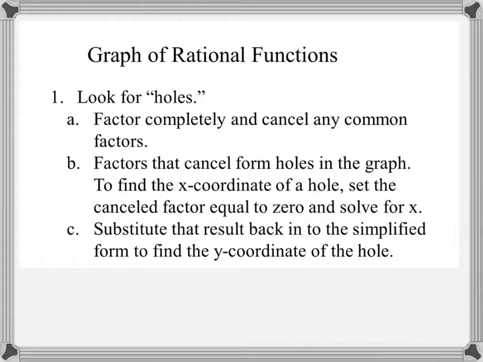When we're graphing rational functions, we will look for holes. We'll do that by factoring completely the numerator and the denominator and canceling any common factors. The factors that cancel form holes in the graph. So to find the x-coordinate of a hole, set the canceled factor, or if there's more than one, each of them, equal to 0 and solve for x. We'll substitute that value we found for x back into the simplified form of the rational function in order to find the y-coordinate of the hole. And hole is just a simpler way of saying removable discontinuity. It actually looks like a hole on the graph.